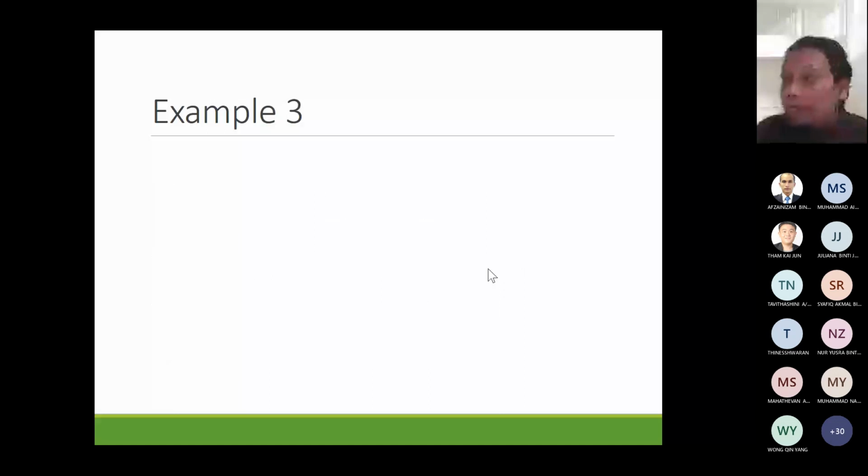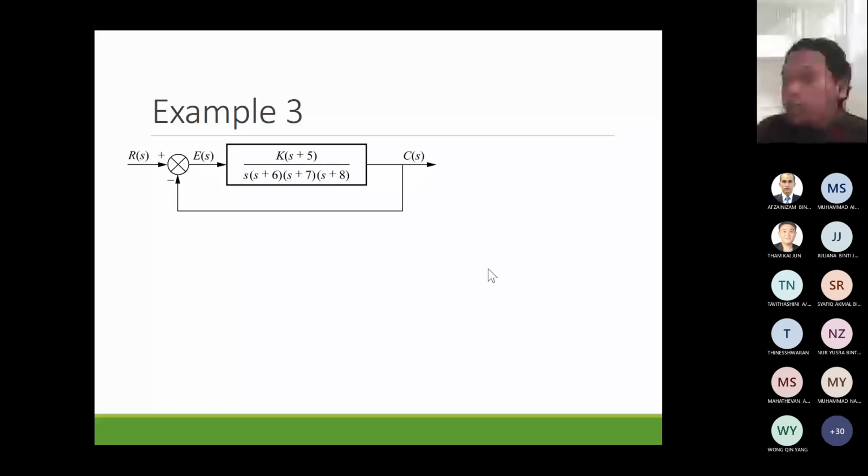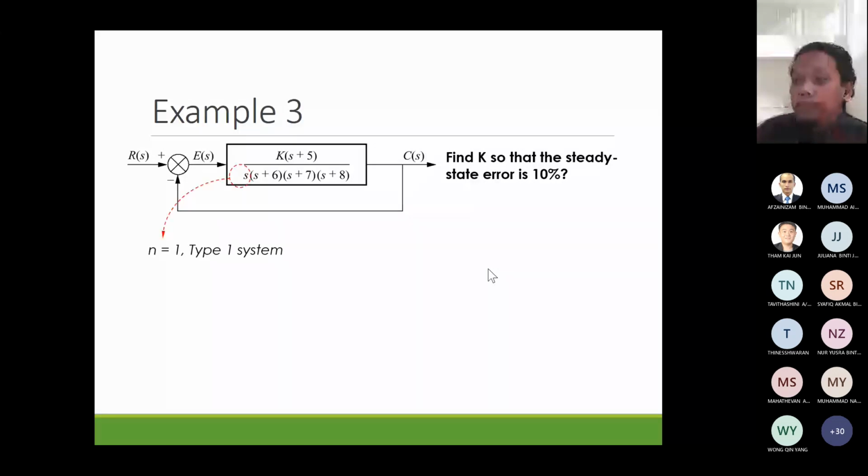And then example number 3. Let's say you are given this unity feedback system with forward transfer function. You want to find the range of k so that the steady state error is 10%. So we know that this is a type 1 system, because s power of 1. For a type 1 system, we have kp equals infinity, kv is a constant, and ka is 0.